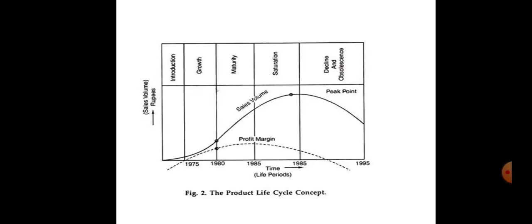ಸೊ ಇಲ್ಲಿ 5 ಹಂತಗಳನ್ನು ನಾವು ನೋಡ್ಬೋದು ಅಲ್ವಾ ಉತ್ಪನ್ನ ಜೀವನ ಚಕ್ರದಲ್ಲಿ. ಮೊದಲನೇದು ನಾನೇನು ಹೇಳಿದೆ, ಪರಿಚಯ ಹಂತ ಅಂತ. ಎರಡನೇದು ಬೆಳವಣಿಗೆಯ ಹಂತ. ಮೂರನೇದು ಪರಿಪಕ್ವತೆ ಹಂತ ಅಂತ ಕರಿಬೋದು ನಾವು. ನಾಲ್ಕನೇದು ಆರ್ಧೀಕರಣ ಹಂತ ಅಂತ ಹೇಳ್ತೀವಿ. ಕೊನೆಯದಾಗಿ ಅವನತಿ ಹಂತ ಅಂತ ಹೇಳ್ತೀವಿ.